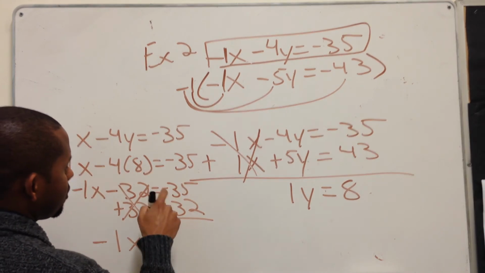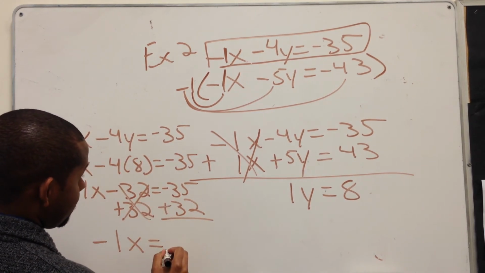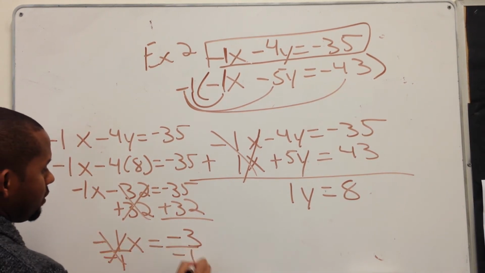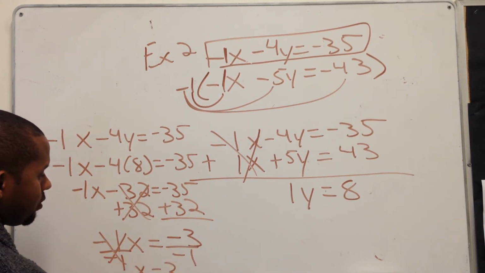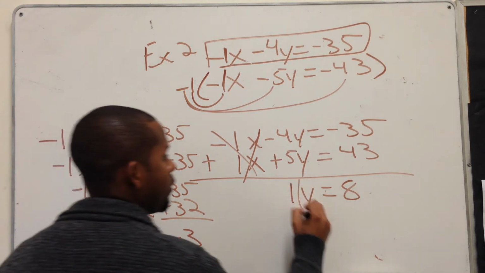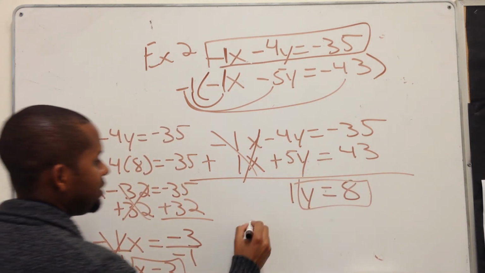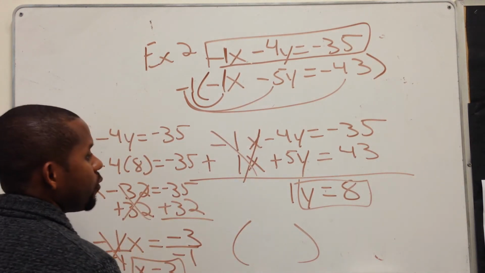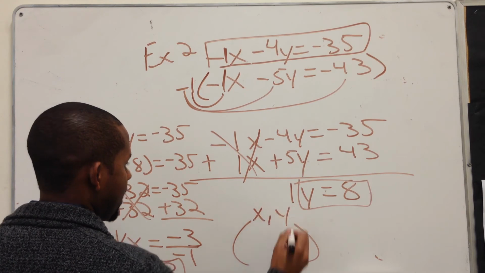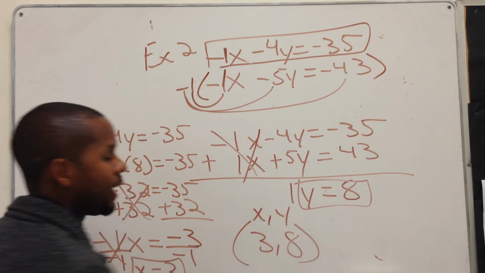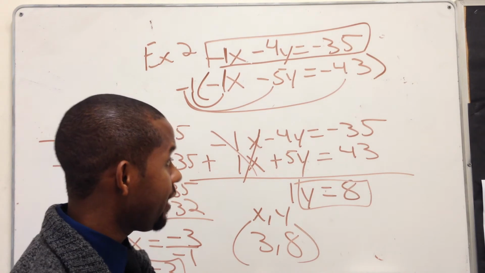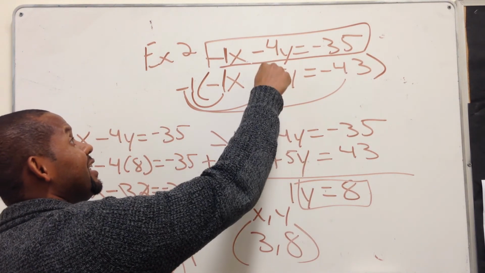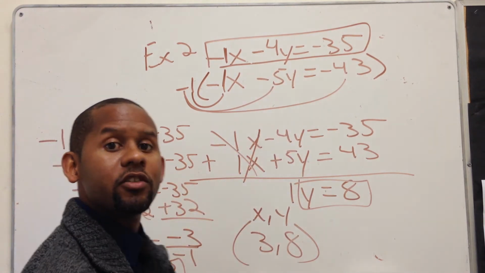-1x equals, what is that? -3. Divided by -1, divided by -1. X equals 3. Y equals 8. So my ordered pair, that would be the solution, would be (x, y), x is 3, y is 8. Okay? There's the problem. Even if you made this one a 20 and this one a -20, you should get the same answer.